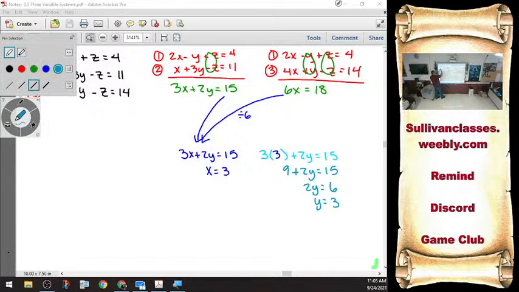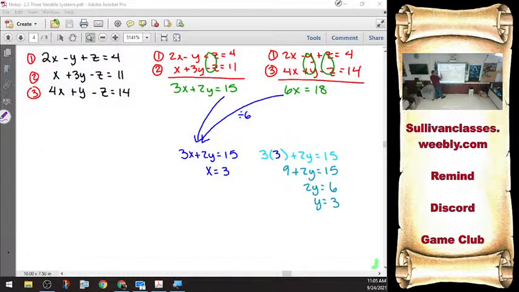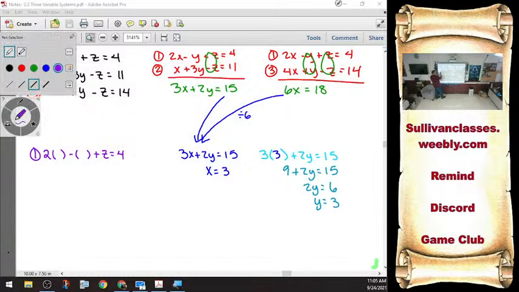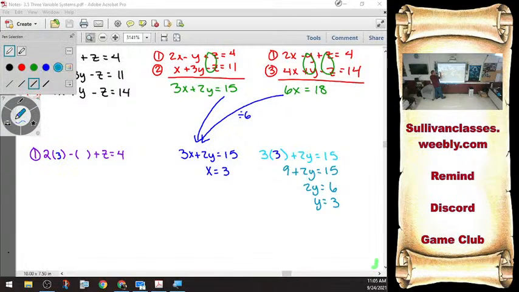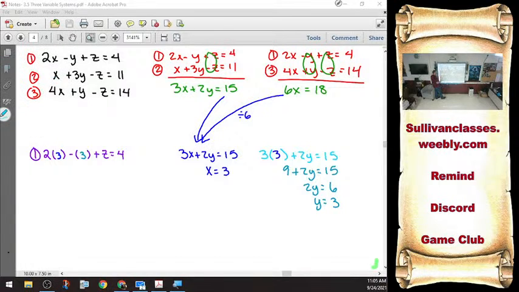Going to go all the way to here, and I'm going to use equation 1 since it's positive. Say 2 of these minus 1 of those plus a z is 4. X is a 3. Y is a 3. Get 6 minus 3 is 3. 3 plus z is 4. Z is 1. Write your final coordinate. 3, 3, 1.